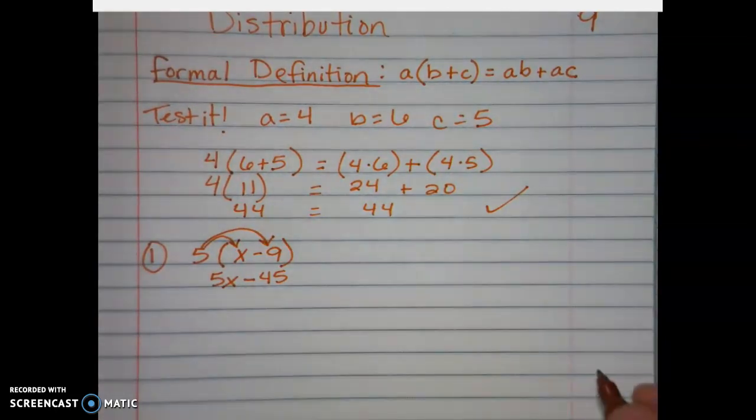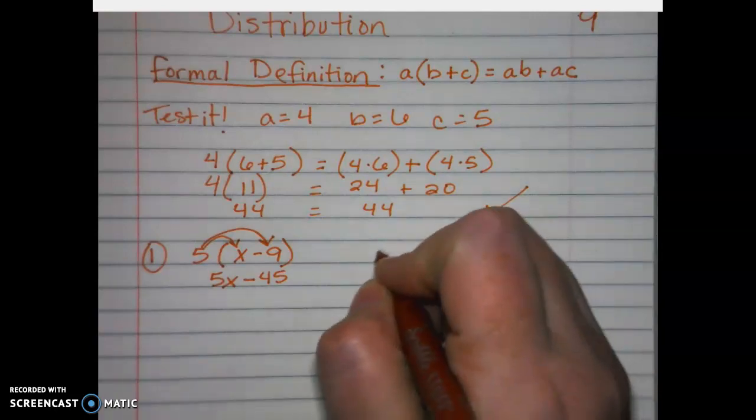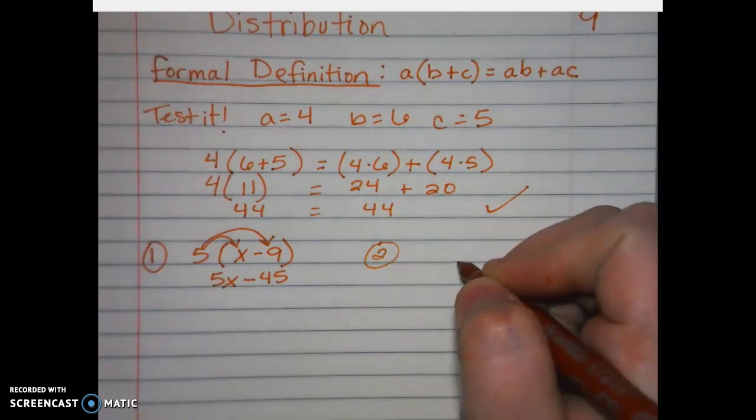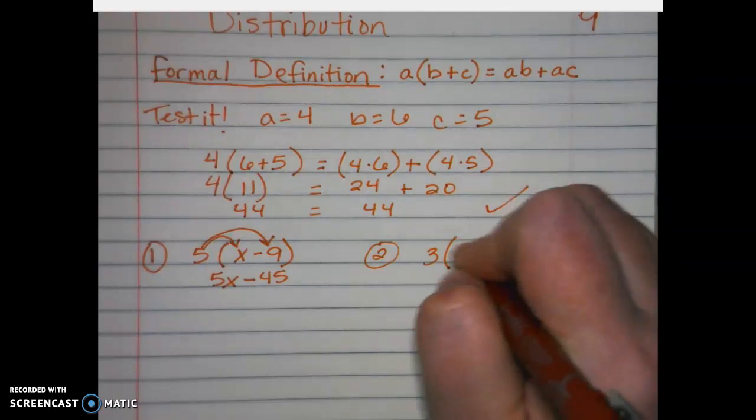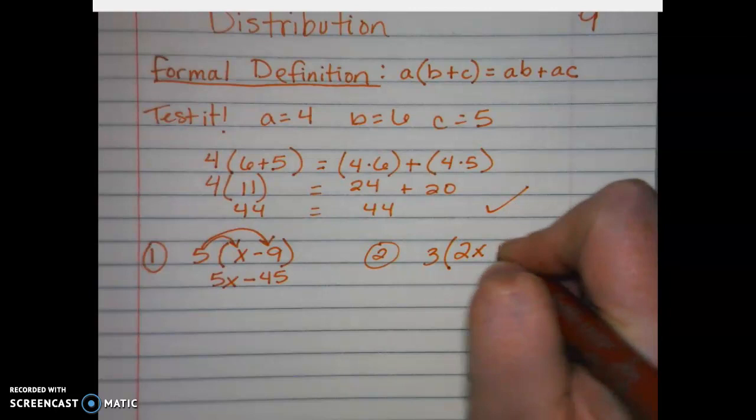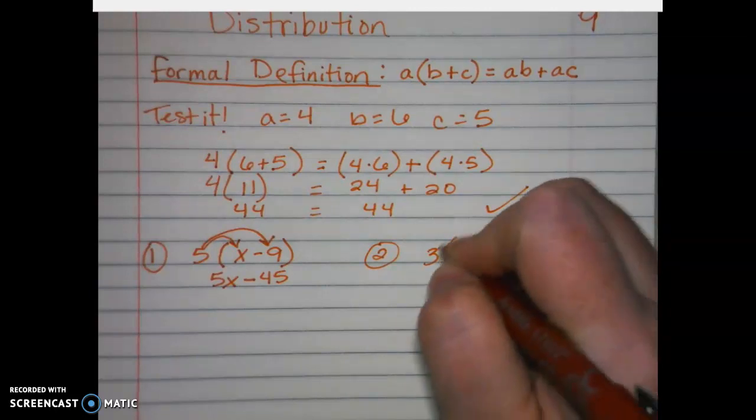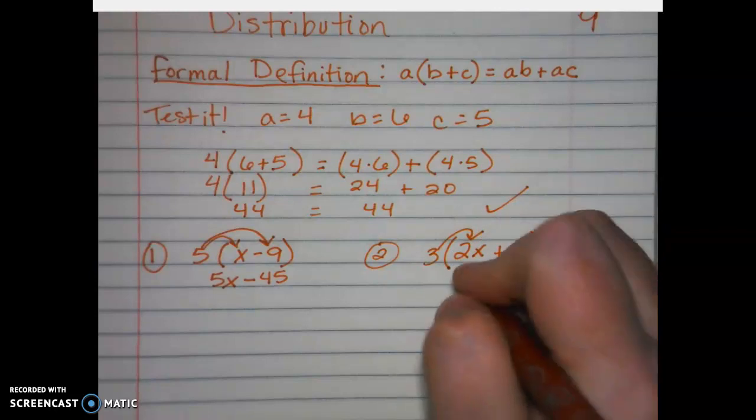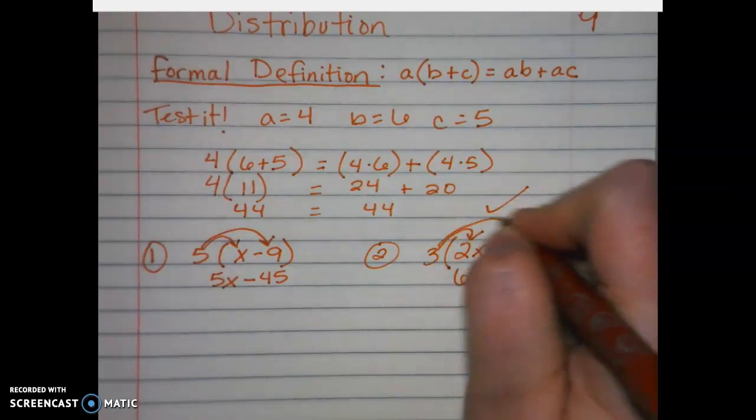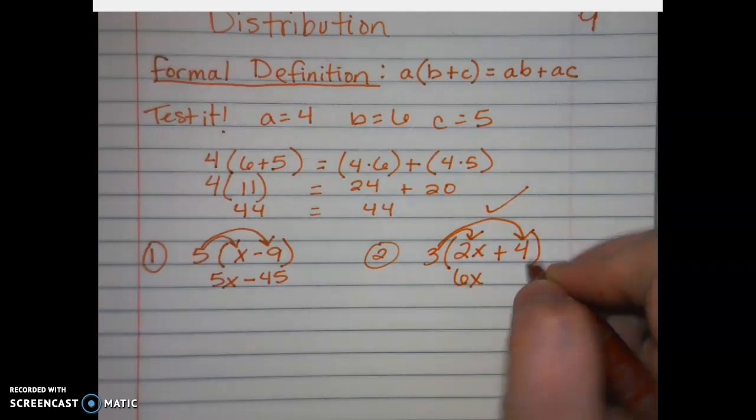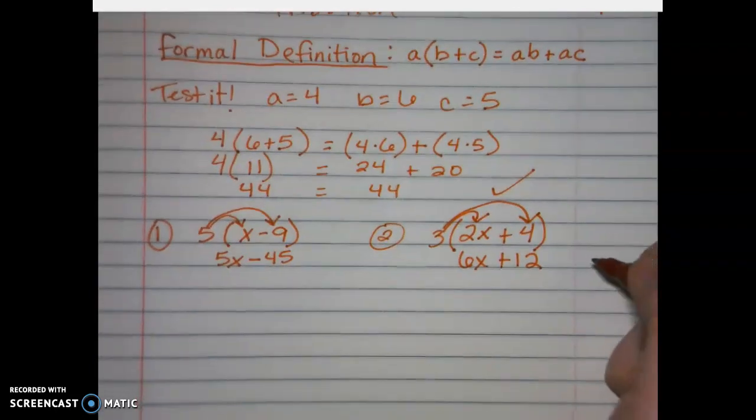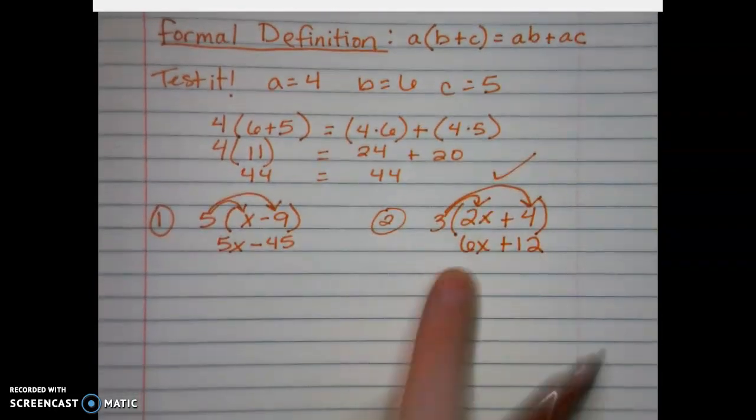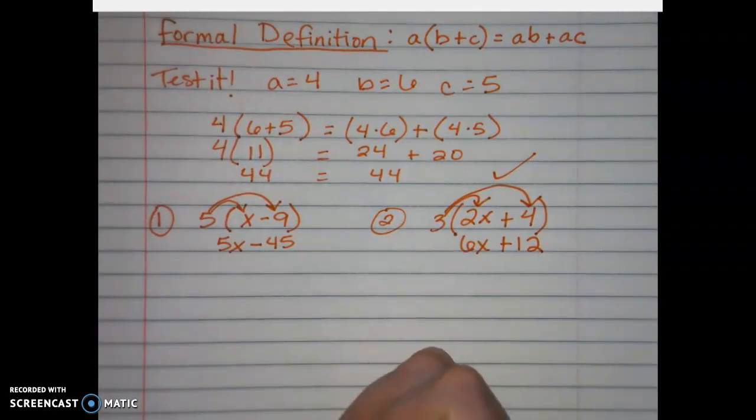Okay, so look at this next example. If I take 3 times 2x plus 4, I'm going to just take 3 times 2, so that's 6x, and then 3 times the positive 4 is 12, so I have 6x plus 12. Okay, so this is not crazy.